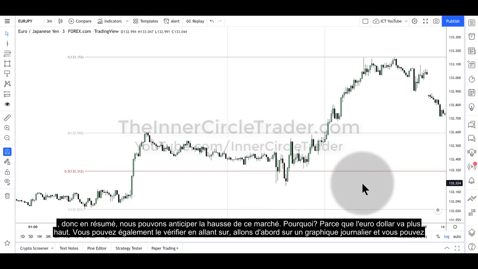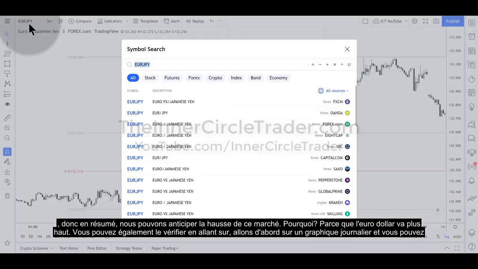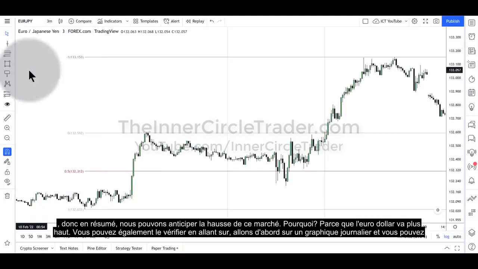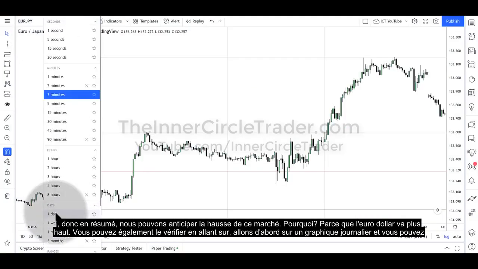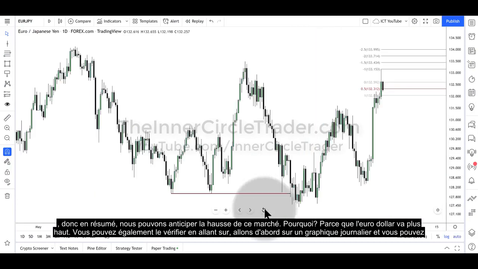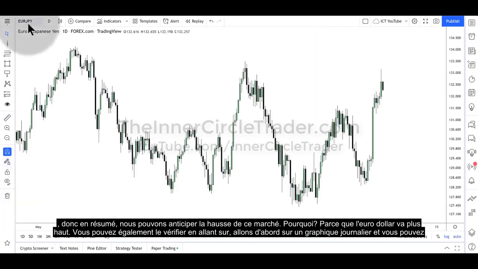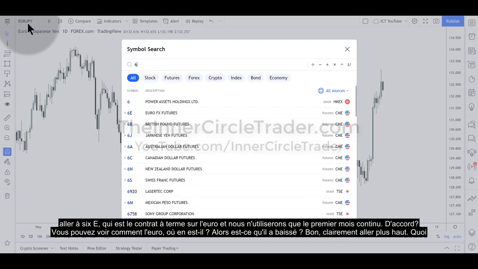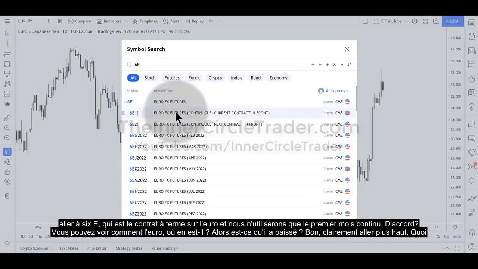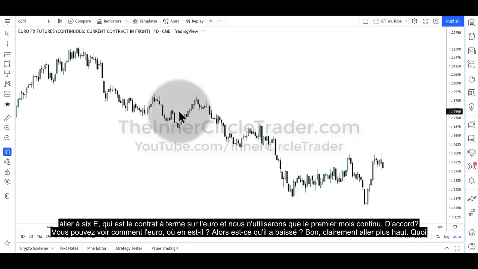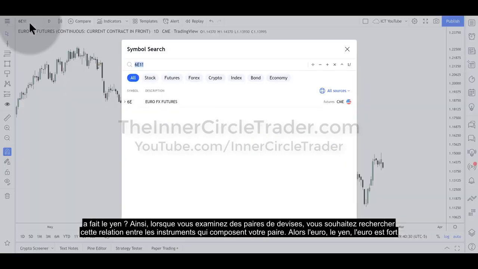Okay, so in summary, we can anticipate this market going higher. Why? Because the euro dollar is going higher. You can also check it by going to, let's go to a daily chart first, and you can go to 6E, which is Euro Futures, and we'll just use the front month continuous. Okay, you can see where Euro has been going. Has it been going lower or higher? Clearly going higher. What has the yen been doing?